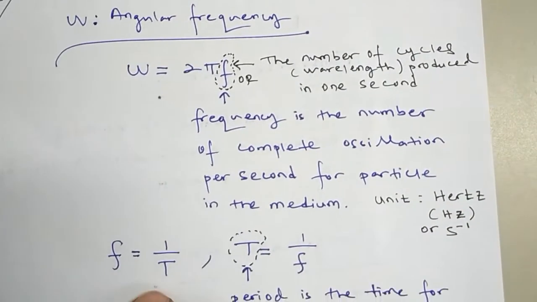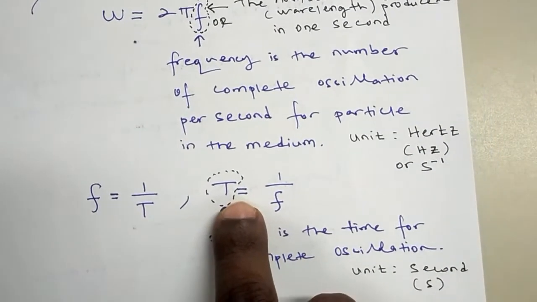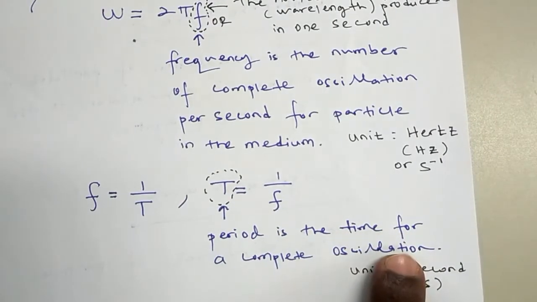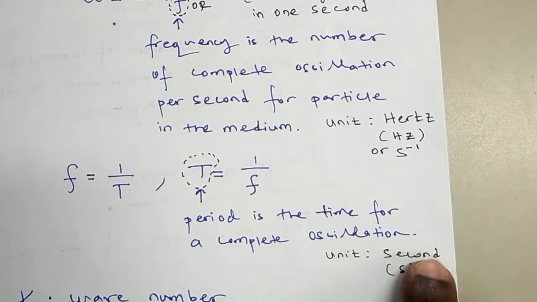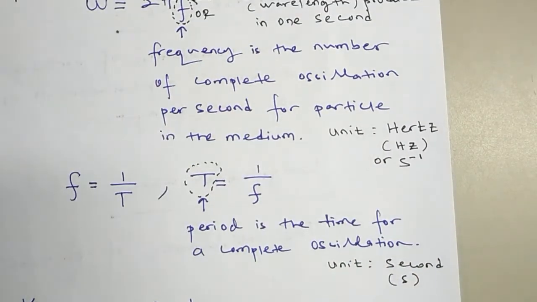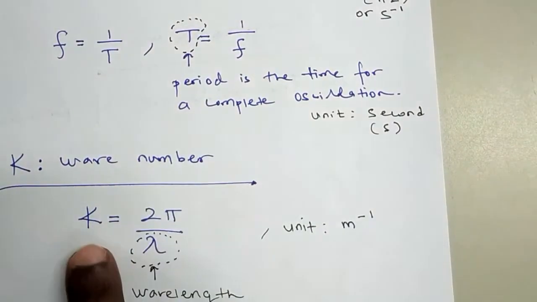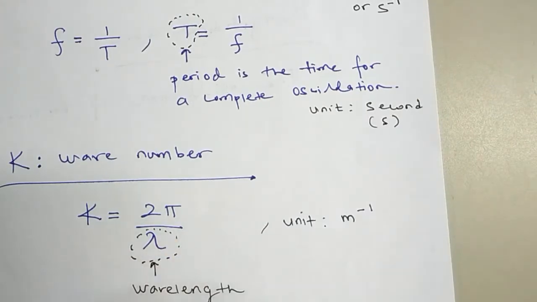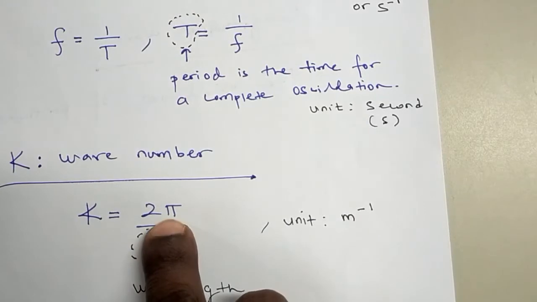This is the formula for frequency. And T is the period. Period is the time for a complete oscillation. The unit for period is second. Followed by wave number, which is defined as k equals 2π over λ. λ is the wavelength. 2π is the constant value.